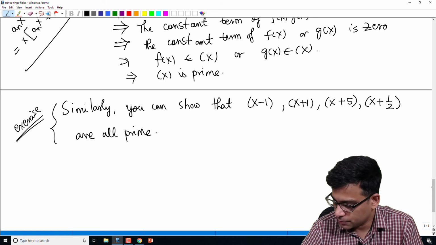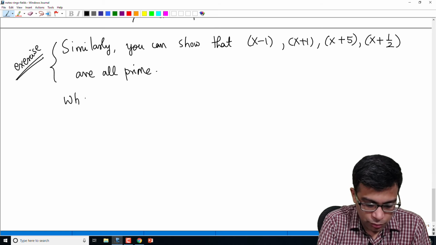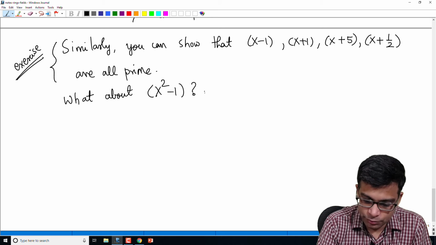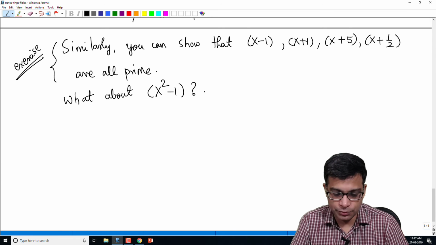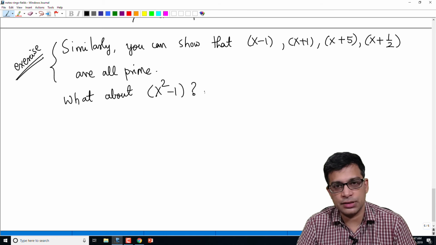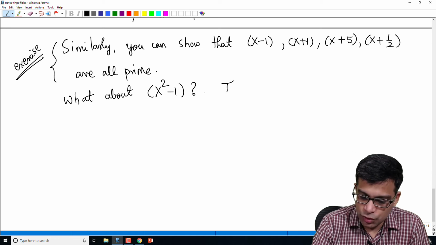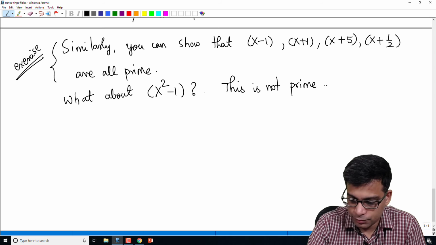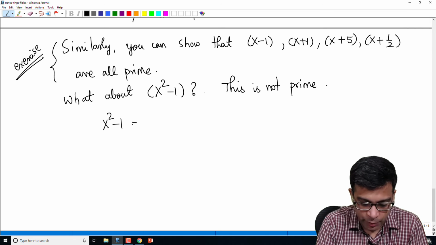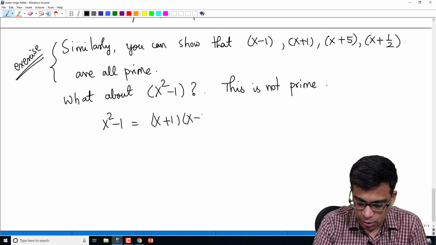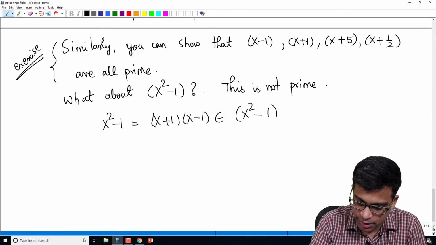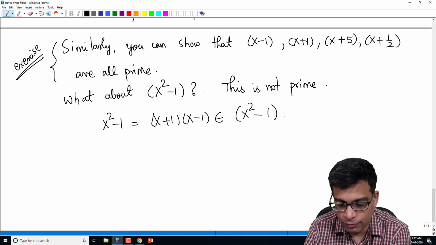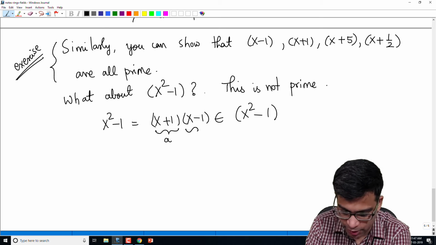On the other hand, let's look at another ideal. What about ⟨x² − 1⟩? So ⟨x² − 1⟩ is the set of all multiples of x² − 1. So this is not prime, I claim. This is not a prime ideal. Why? Because if you take x² − 1, you can factor this as (x + 1) times (x − 1). This is in the ideal generated by x² − 1. Okay. So this is A in my earlier notation.